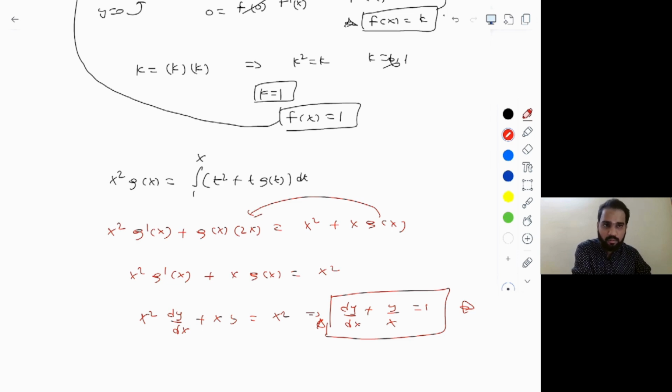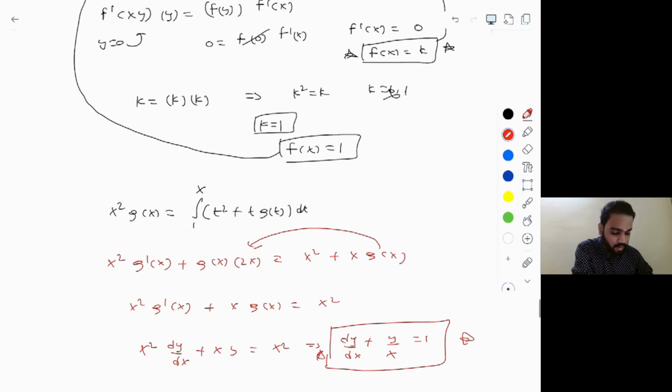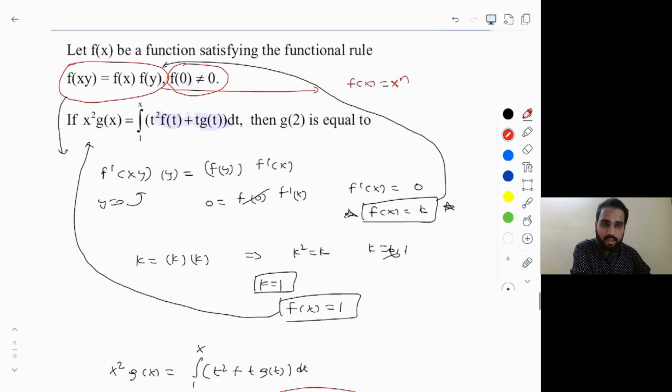Here you know what to do. We have the formula for the solution of a linear differential equation, right? So this differential equation part you can solve, which is very easy. But the main thing here is solving the functional equation, which is very important. So try to keep in mind, and don't blindly take f of x equal to x power n always for such functional equations.